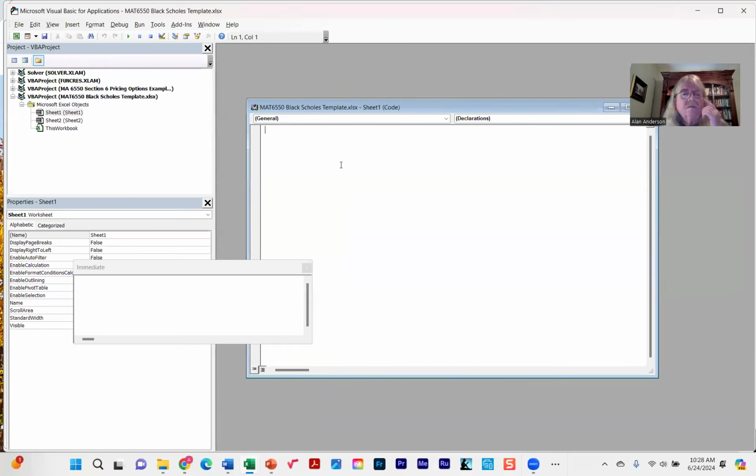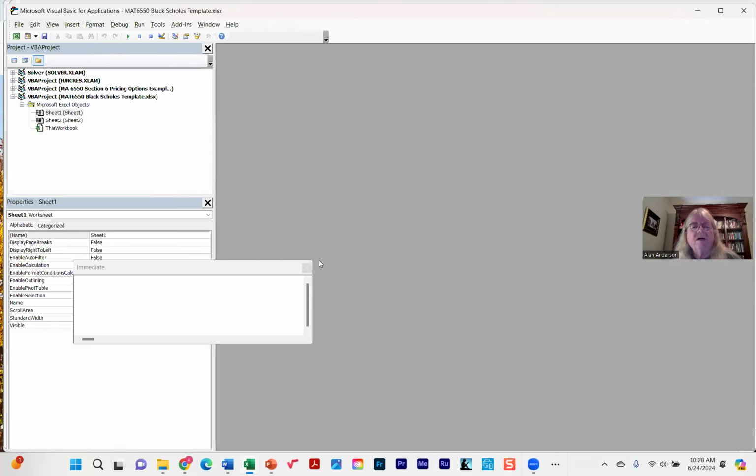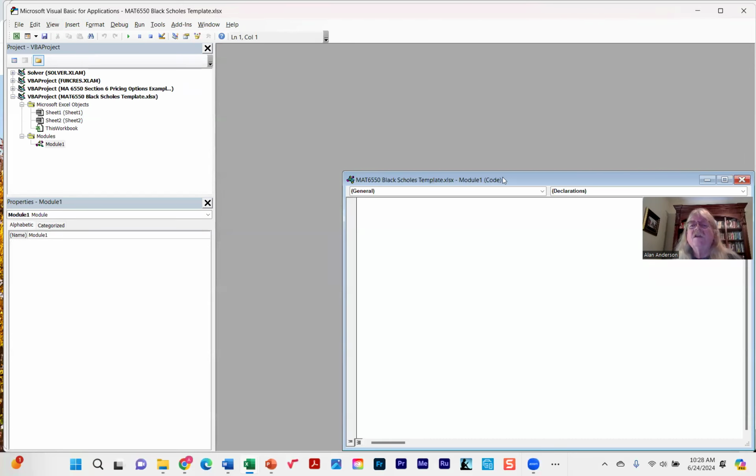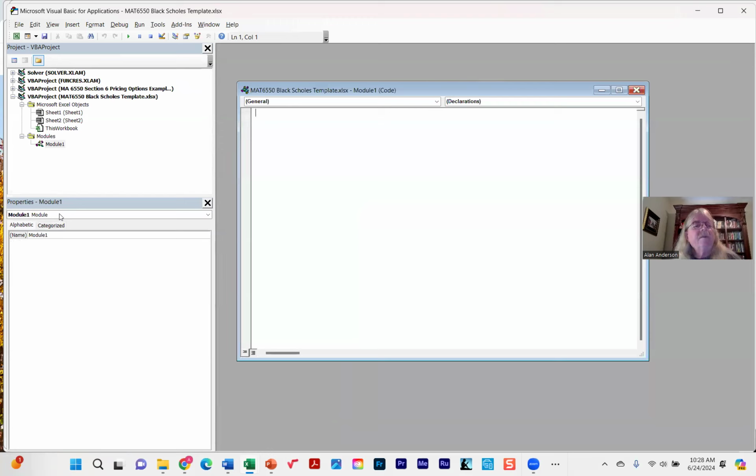Double click sheet 1. Actually, no, don't do it like this. We need to insert what's called a module, otherwise it'll get confused with the naming conventions. And you can rename the module right here.